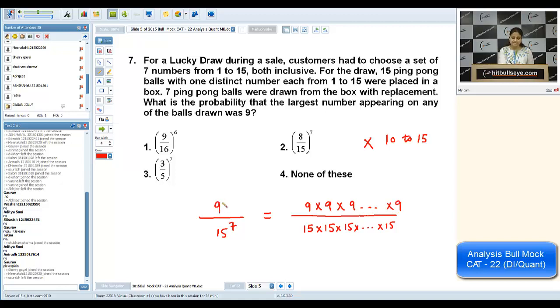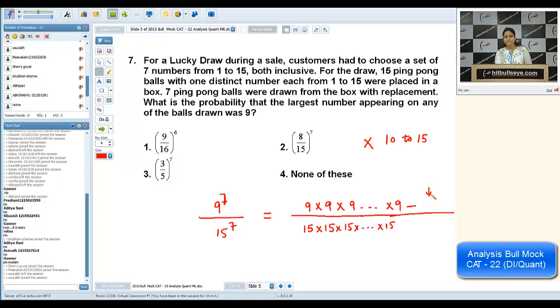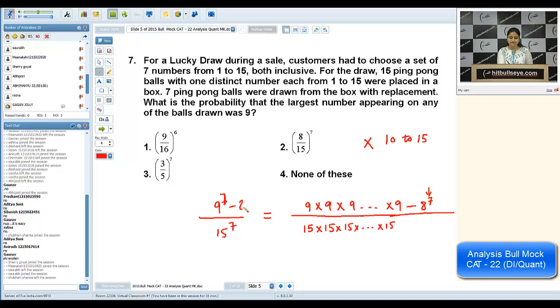So, is this the answer? No, actually not. See, it is saying the largest number should be 9. It means 9 should appear in at least one outcome. So, we will subtract all those cases where 9 is not appearing anytime. What are we talking about? We are talking about the cases where the maximum number is 8. And that can be done in 8 raised to power 7 ways. That's why the 4th option is the answer.